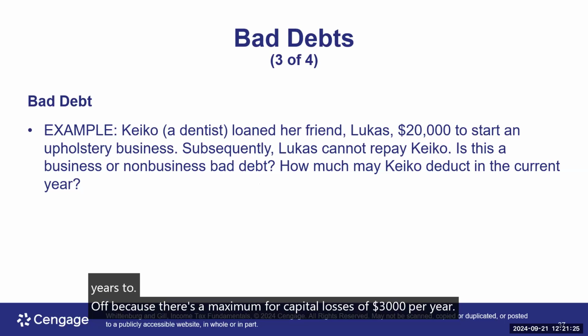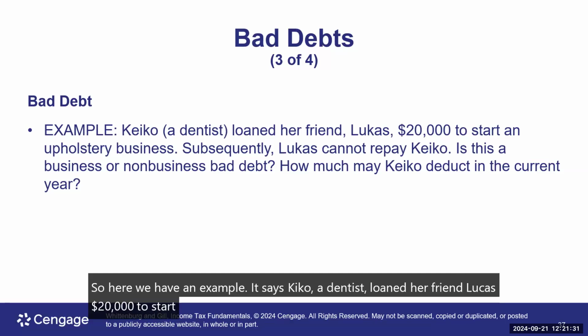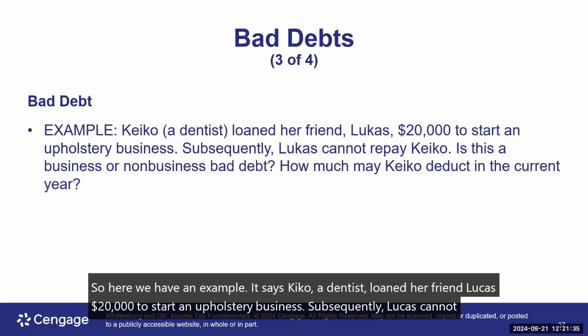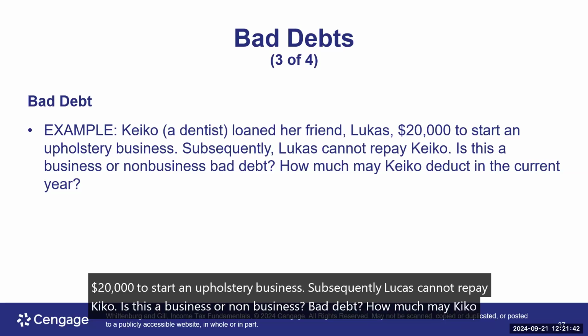So here we have an example. It says Kiko, a dentist, loaned her friend Lucas $20,000 to start an upholstery business. Subsequently, Lucas cannot repay Kiko. Is this a business or non-business bad debt? How much may Kiko deduct in the current year?